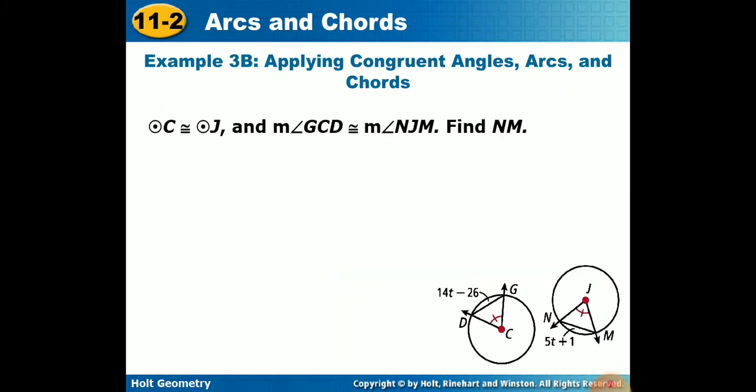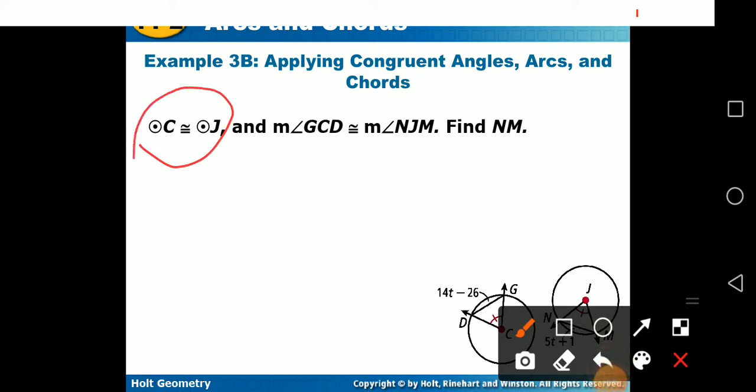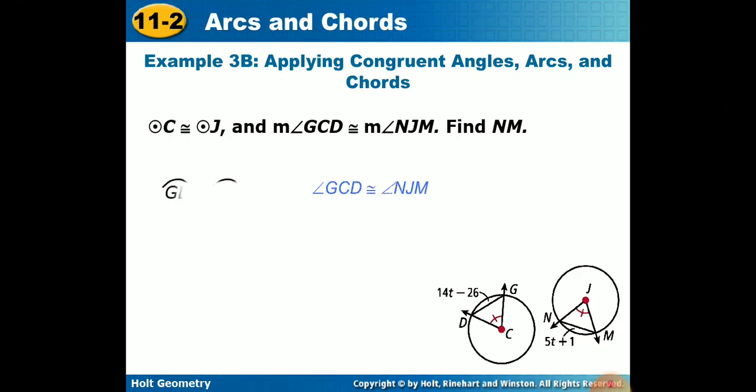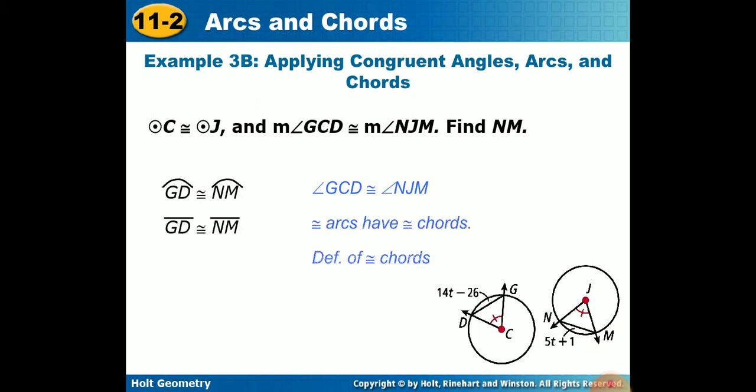Let's have another question to make sure we understood this. Here he gives you the information that circle C is congruent to circle J. I have two separate circles, as I told you, and I have also measure of angle GCD equal to measure of angle NJM. So he asks me to find NM. So guys, if two circles are congruent, and two central angles are congruent, therefore the two arcs DG and NM are congruent. The two segments DG and NM are chords, and chords are congruent. Let's find it by using these expressions and solving the equation.